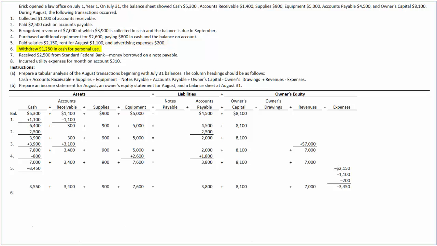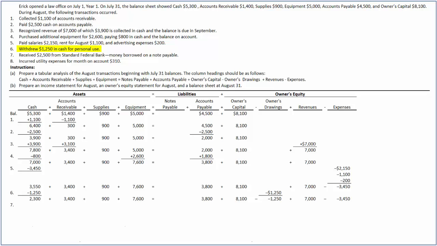In the sixth transaction, Eric withdrew $1,250 for personal use. It reduces cash by $1,250 and increases owner's drawings by the same amount. Note that owner's drawings are a disinvestment, which reduces owner's equity. After recording the withdrawal, cash decreases to $2,300 and owner's drawings increases to $1,250. Note that a negative amount under the owner's drawings column represents the effect of the transaction on owner's equity. There are no changes in the balances of other accounts.